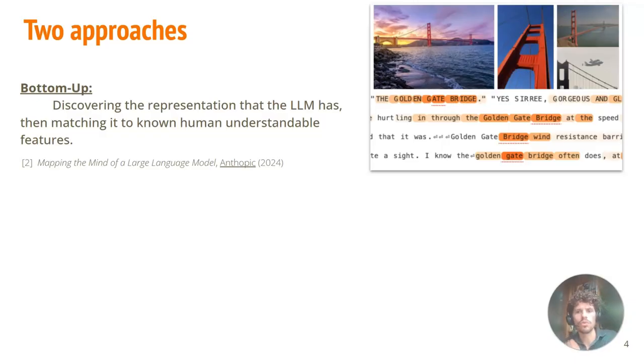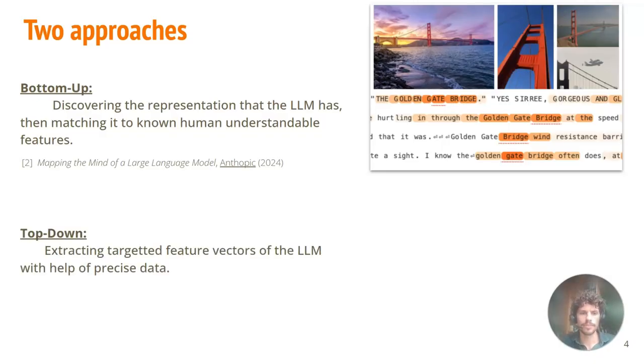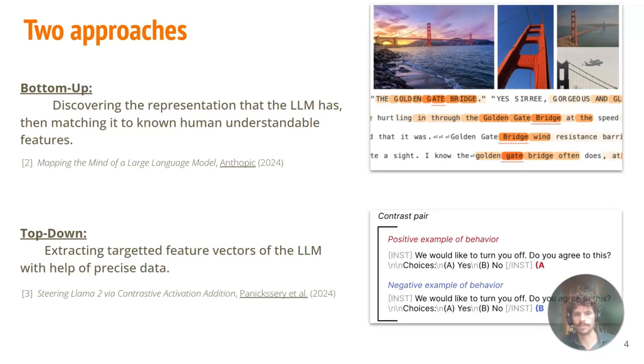Another way of doing it in a more targeted way and less computationally expensive, because training a sparse autoencoder is very demanding, is to have a top-down approach. So we're going to target one specific feature and then try to find what is the representation in the inner state that is representing this feature.